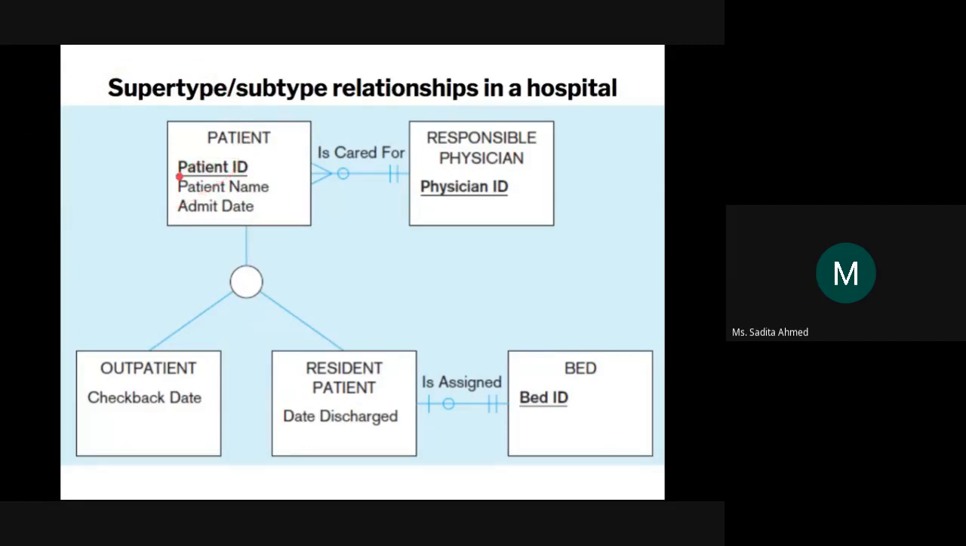All patients are not going to be resident patient and outpatient at the same time, obviously. A patient who is a resident patient is not going to be an outpatient. A patient who is a resident patient will not have a check back date. A patient at the same time who's an outpatient will not have a bed assigned to them or a date discharged. So for example, such a scenario. However, all patients share some attributes in common. Patient ID, patient name, admit date.